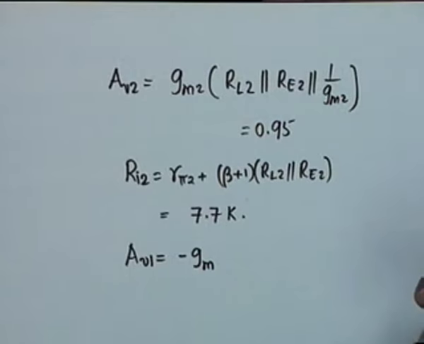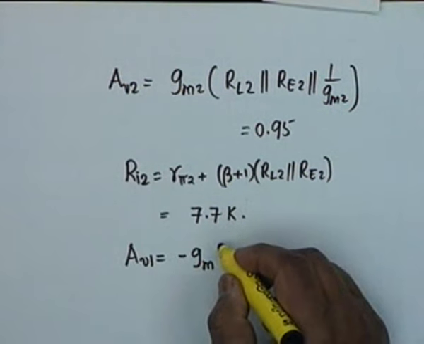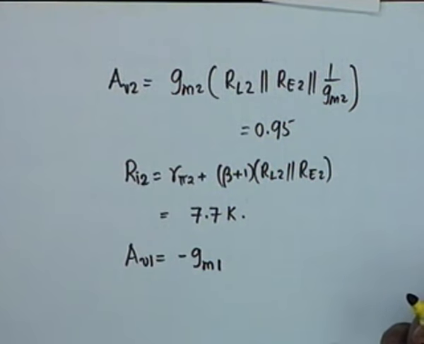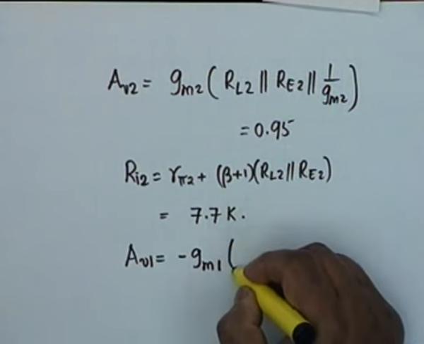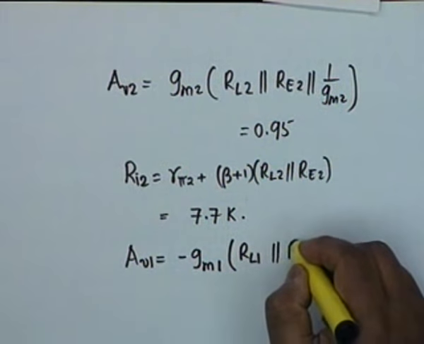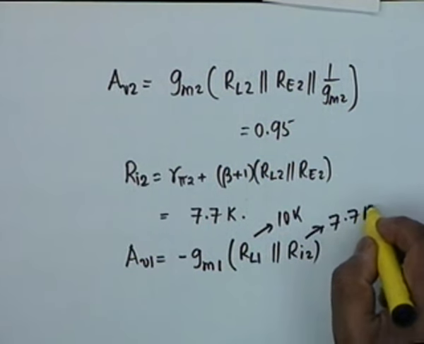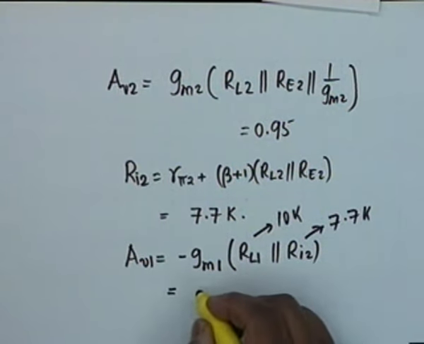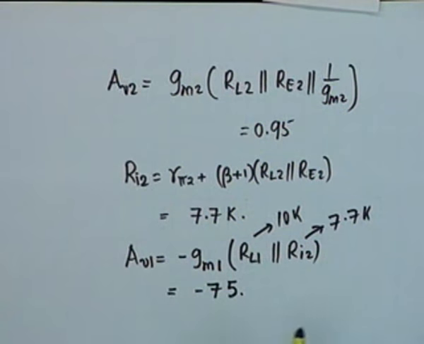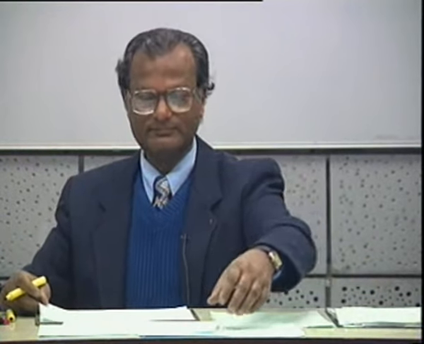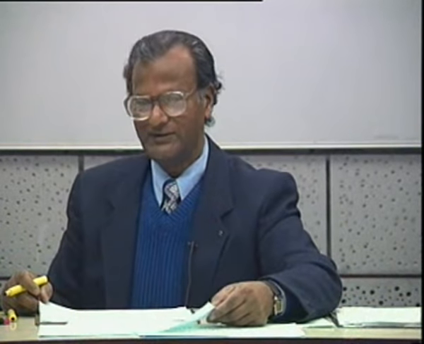So the gain of the first stage would be minus GM1 times RL1 parallel Ri2. Notice there is a negative sign, it's a common emitter stage, there is an inversion. This is 10K and this is 7.7K, and this comes out as minus 75, approximately. You see that my second place of decimal is gradually disappearing.